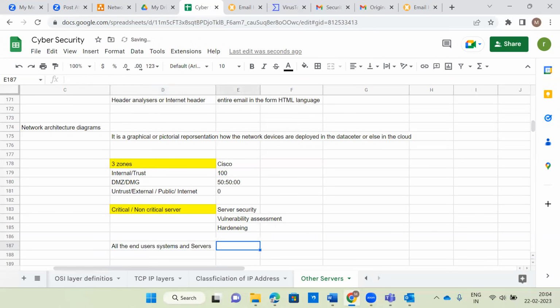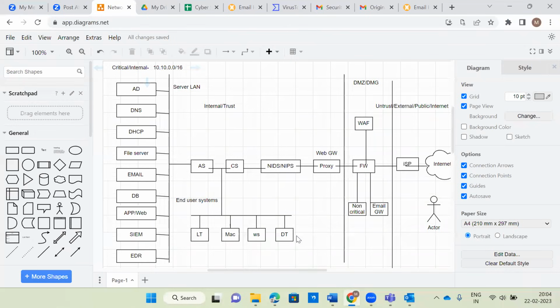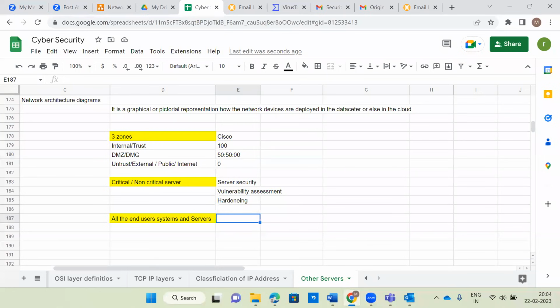Which security will we provide? Web application firewall? End users: laptop, MacBook, workstation, desktop, and all the servers. EDR. What is that? EDR, that's correct. Endpoint security, guys. It's in the course content. Whatever course content I gave initially, we are discussing that only.